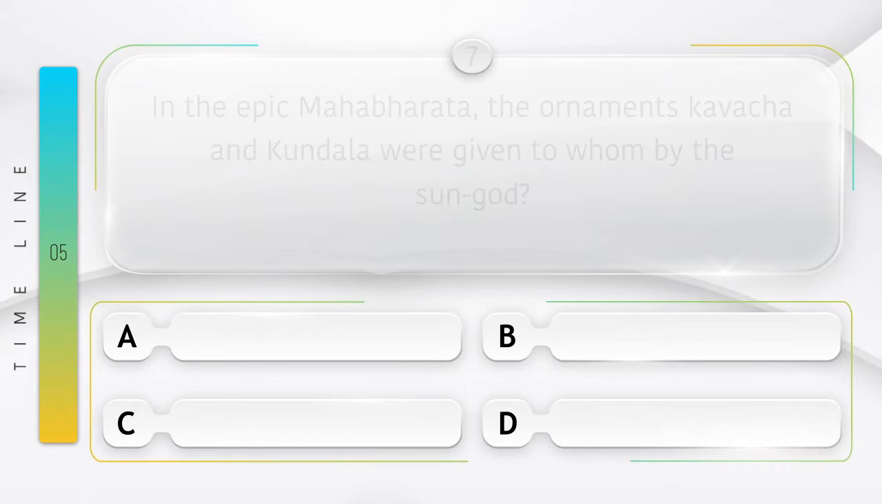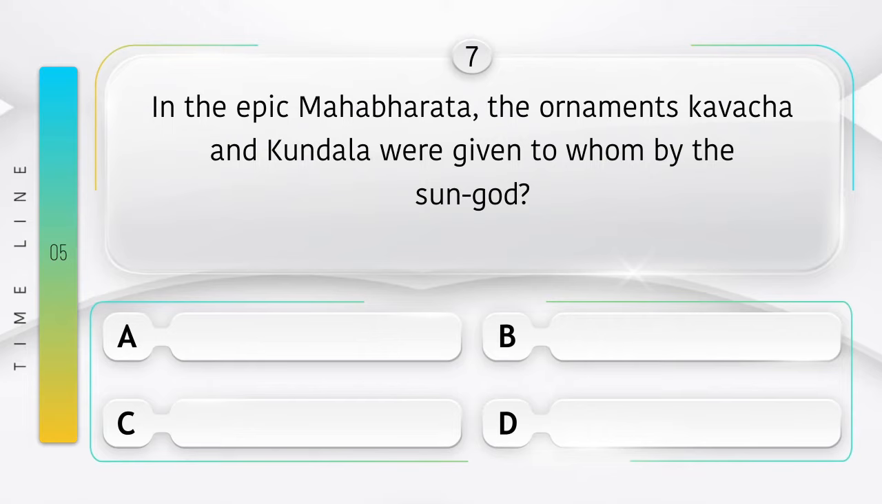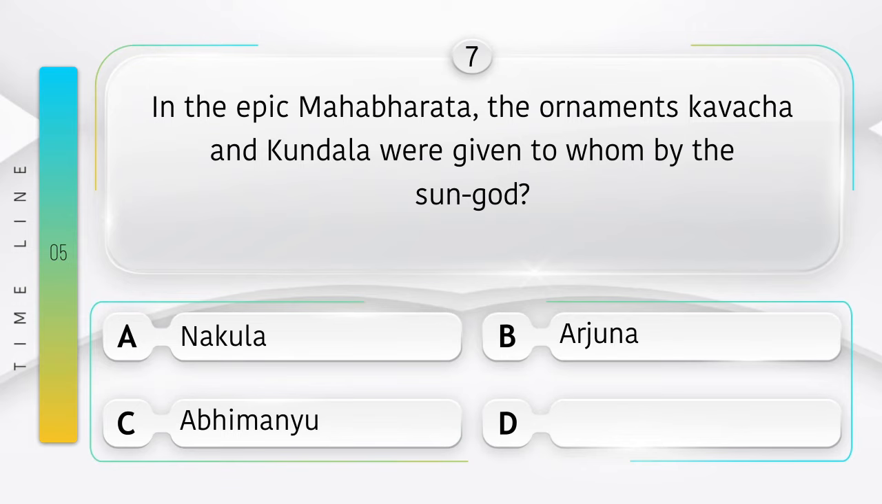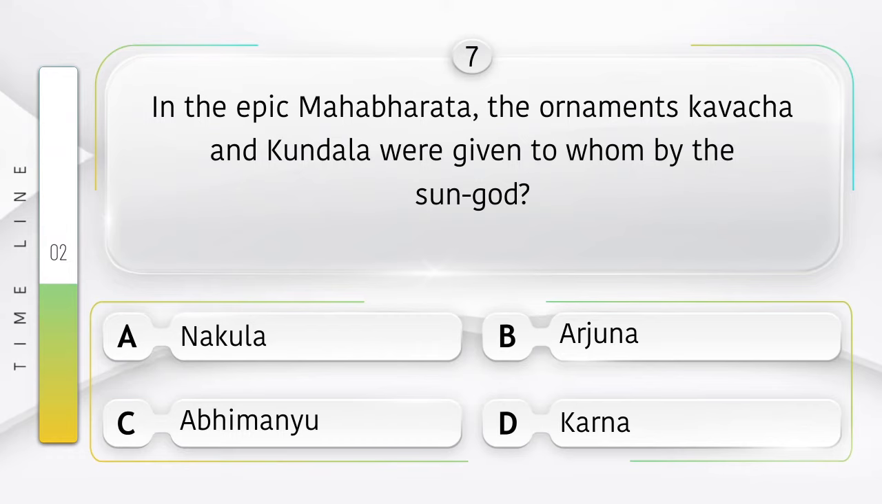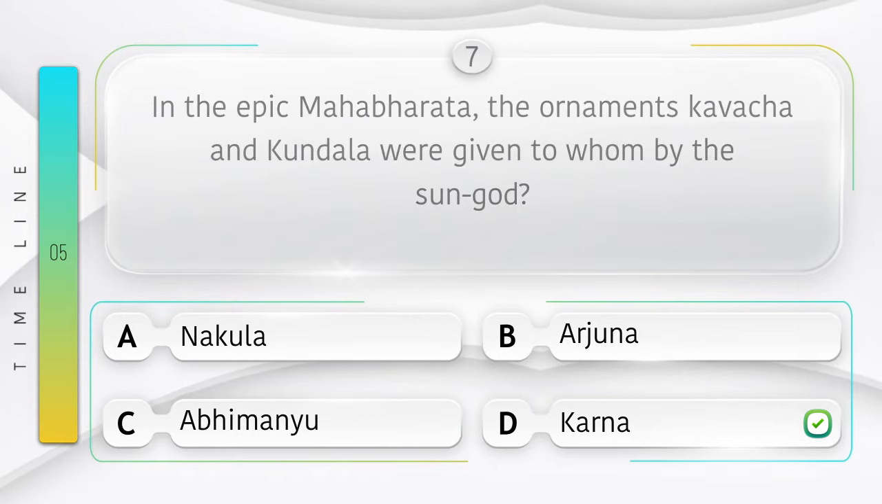In the epic Mahabharat, the ornaments Kavach and Kundal were given to whom by the sun god? Option A. Nakul, B. Arjun, C. Abhimanyu, D. Karna. Answer is option D. Karna.